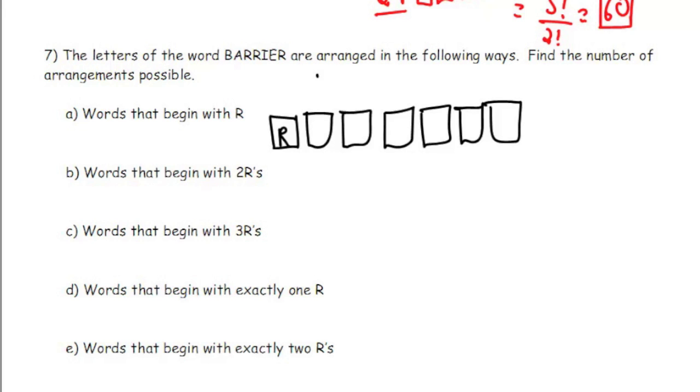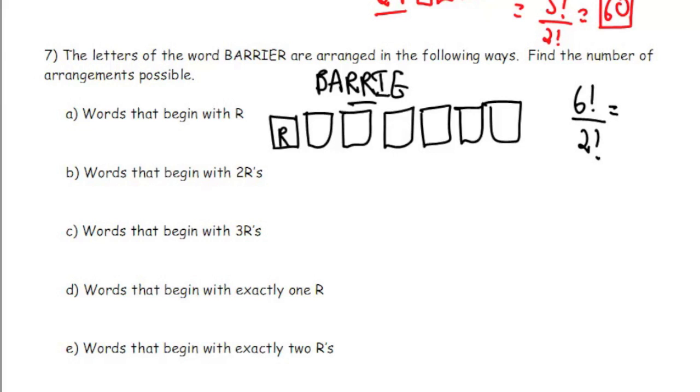Okay, so we have our boxes here, and question A says, words that begin with R. So in that case, we have an R that absolutely has to go there. Which means, what are we left with? Well, we are left with B-A-R-R-I-E. That's it. Because the other R there we dealt with as the first letter.